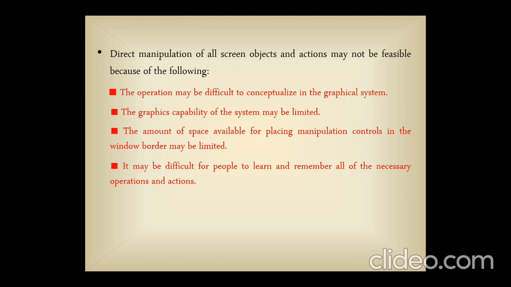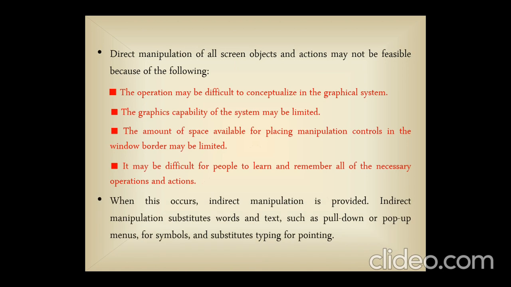When this occurs, indirect manipulation becomes the need of the hour. So indirect manipulation substitutes words and text, such as pull down or pop-up menus, for symbols and substitutes typing for pointing. Most windows systems are a combination of both direct and indirect manipulation. So let us look into what exactly could be an example of direct manipulation. If a menu is to be accessed by a pointing device at a menu icon and then selecting it, this operation we can now call direct manipulation.